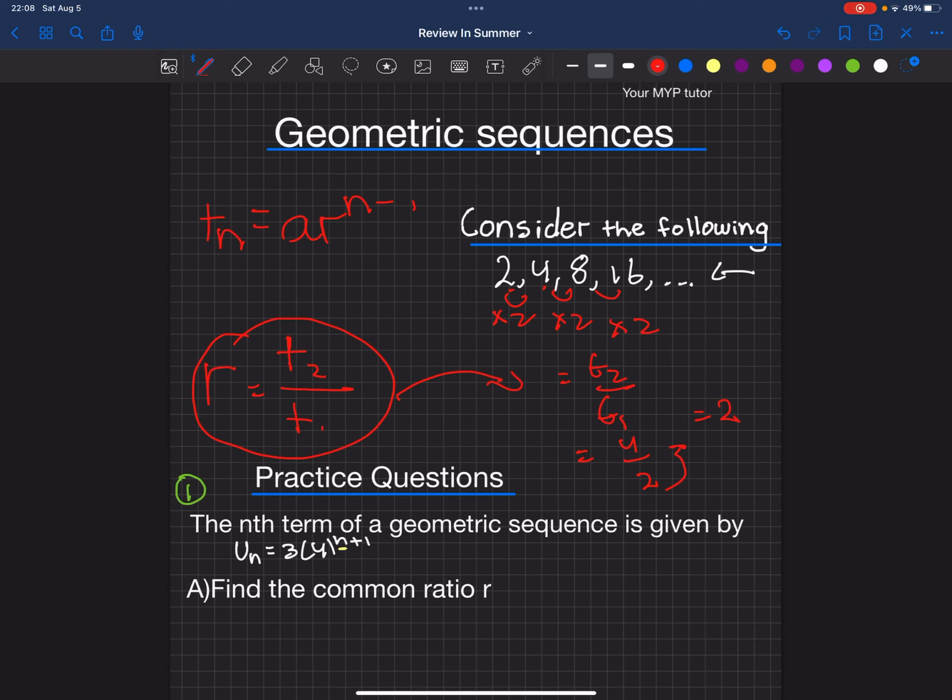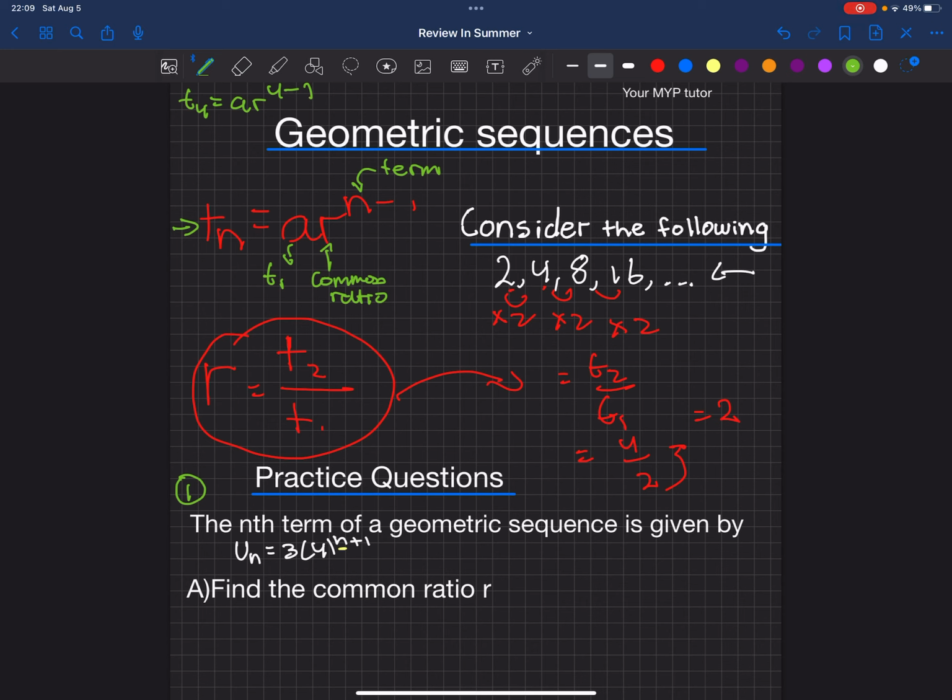Now, another thing I want you to memorize is this formula for geometric sequences. You're going to be using it a lot in this unit. A stands for term 1, or the first term. R stands for the common ratio. N stands for the term you're looking for. So if you're looking for the fourth term, it's going to be term 4 is equal to A times R to the power of 4 minus 1.